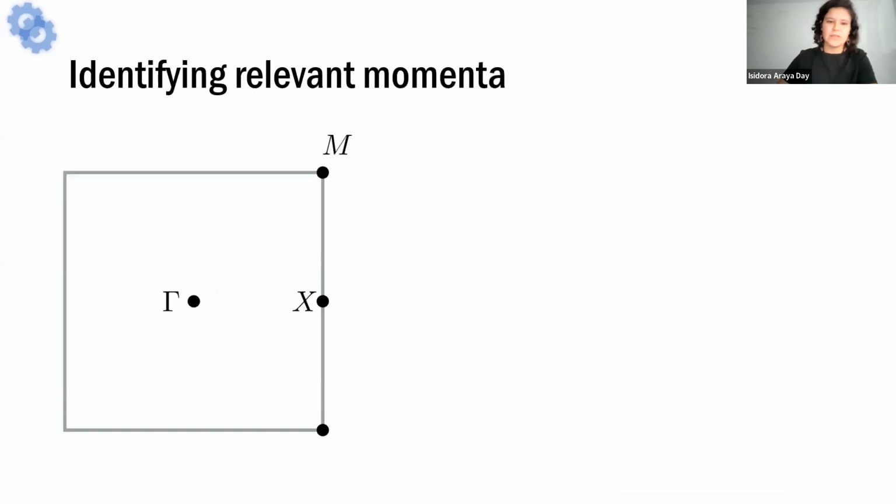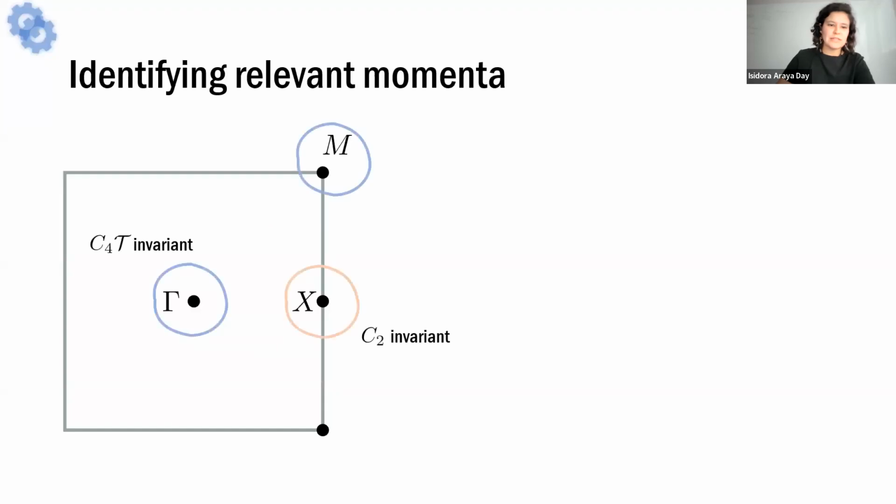So naturally, what we do is to look in the whole Brillouin zone, not only at C2 invariant momenta. So the full Brillouin zone looks like this. We have the gamma point at the center of the Brillouin zone, the M point at the corner, this is pi pi, and the X point, this is pi 0, this is Kx and Ky. And what we saw before is that X is a C2 invariant momenta and M and gamma are invariant under C4T.